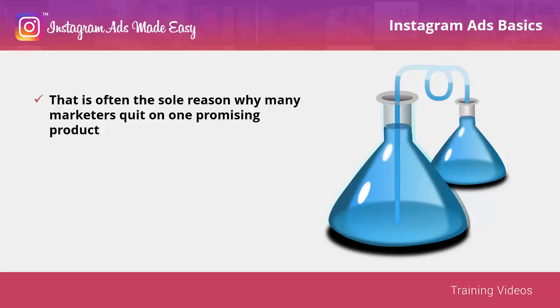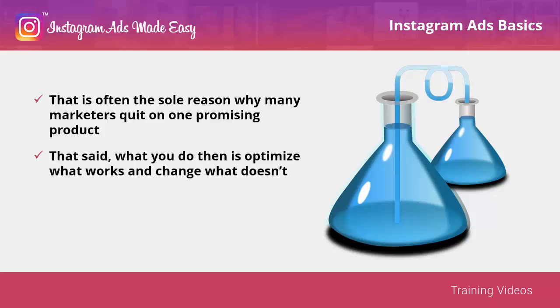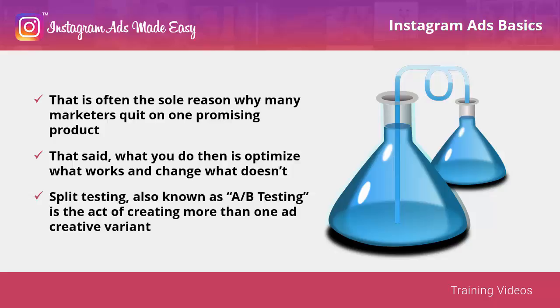Because when a marketing campaign fails due to an ad creative that failed to engage people, it is easy to think that the product is just not that good. In reality, it might mean that you just didn't create attention-grabbing copy, or that you did not target the right audience. That said, what you do then is optimize what works and change what doesn't. The best way to do that is by split testing. Split testing, also known as A/B testing, is the act of creating more than one ad creative variant, so you can see what works and what does not work. That way, you can take everything that works from each variant and combine them into one ideal ad.